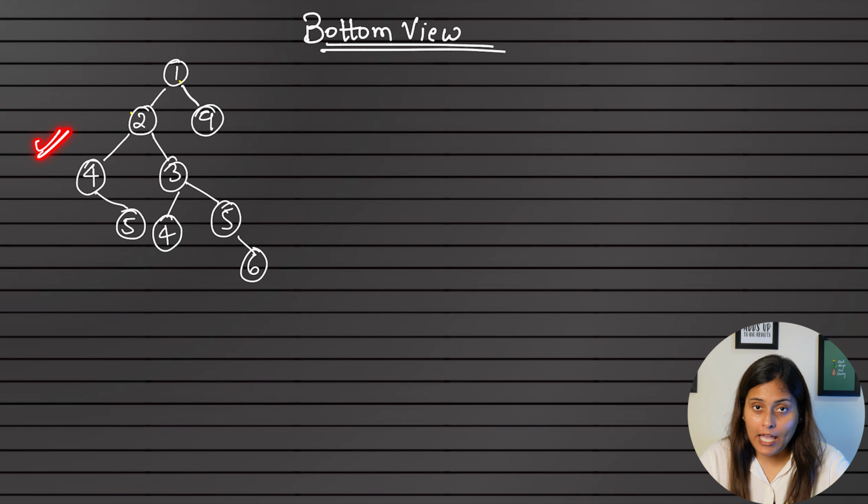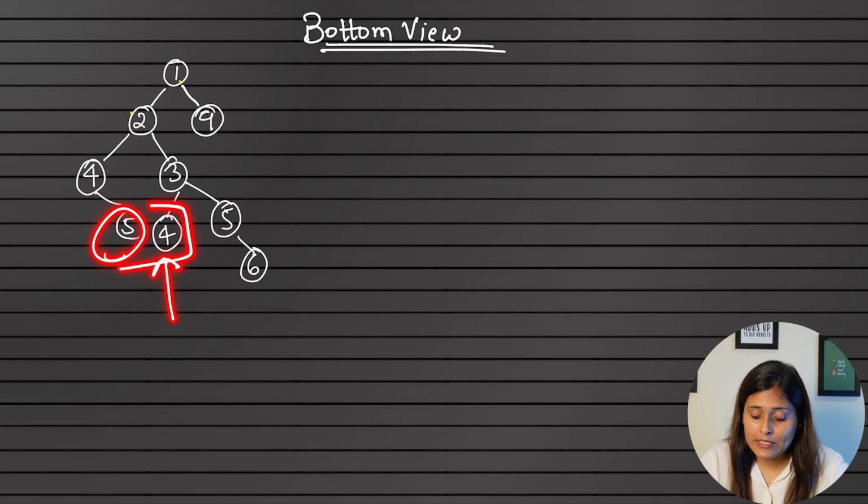So this is the tree we have. If you see from the bottom side, what nodes will be visible? Can I say 4? Yes. Will 5 be visible or not? Yes, 5 will be visible. 4 will also be visible. But as per this, we have to consider 4 and not 5.